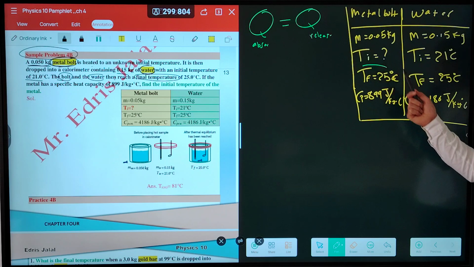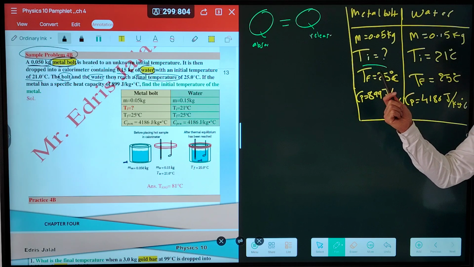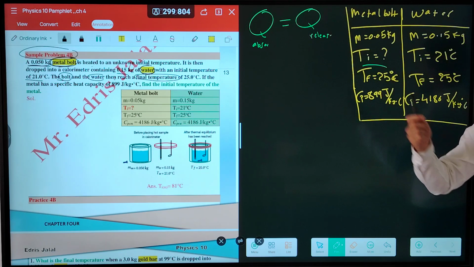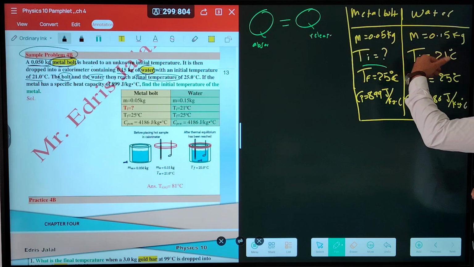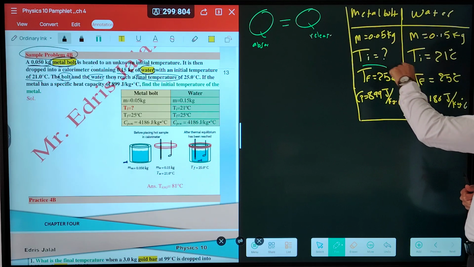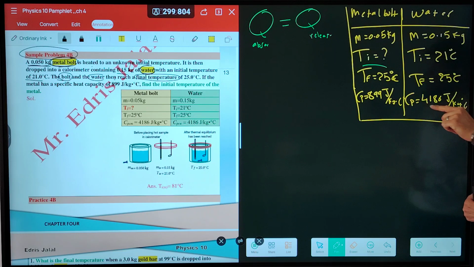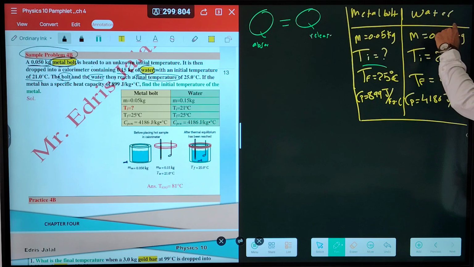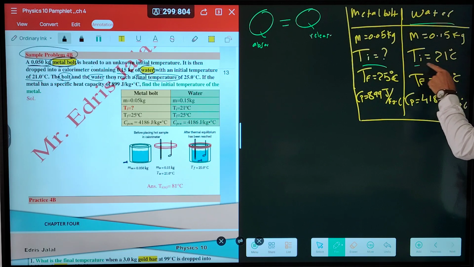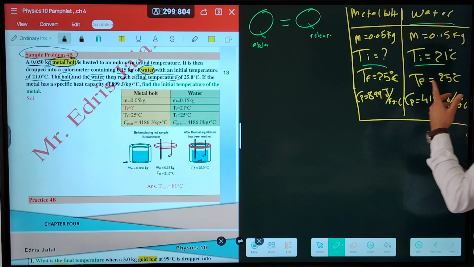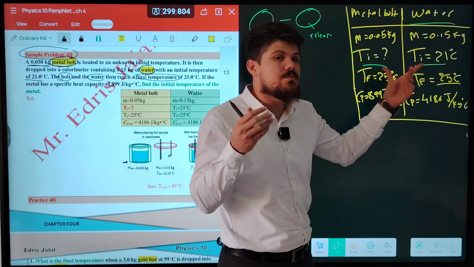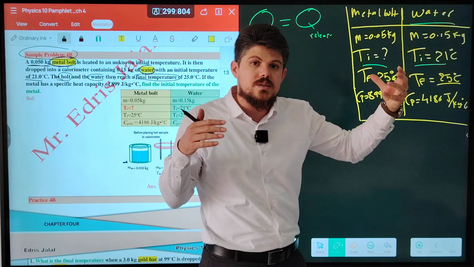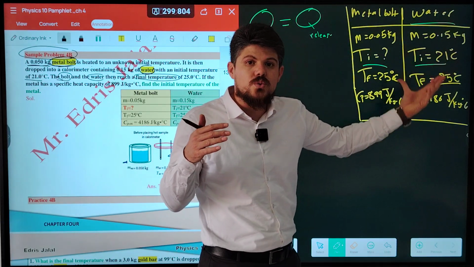But in this case, we cannot compare the initial temperatures, because the initial temperature for the metal bolt was not given in this question. How do you know which one releases and which one absorbs if the initial temperature of one substance is not given? You have to look at the water. Guys, the initial temperature of water is what? 21 Celsius. Final temperature is equal to what? 25. So what happens to the temperature of the water? Increase or decrease? Increase from 21 to 25.